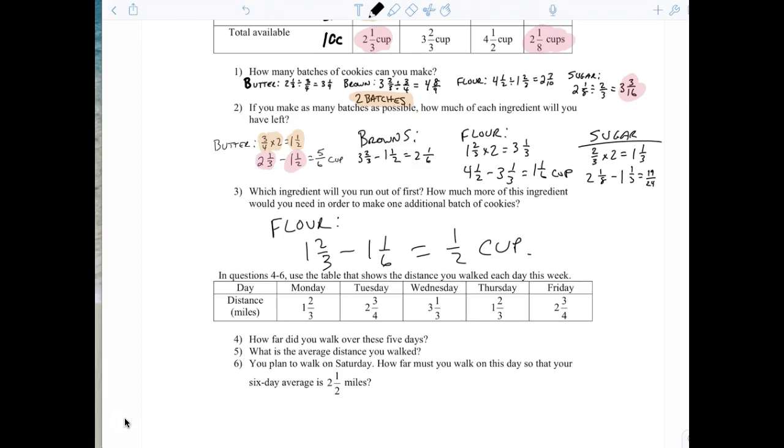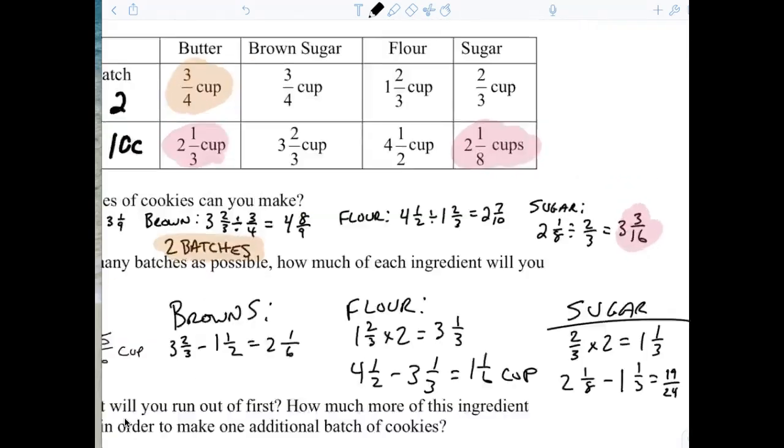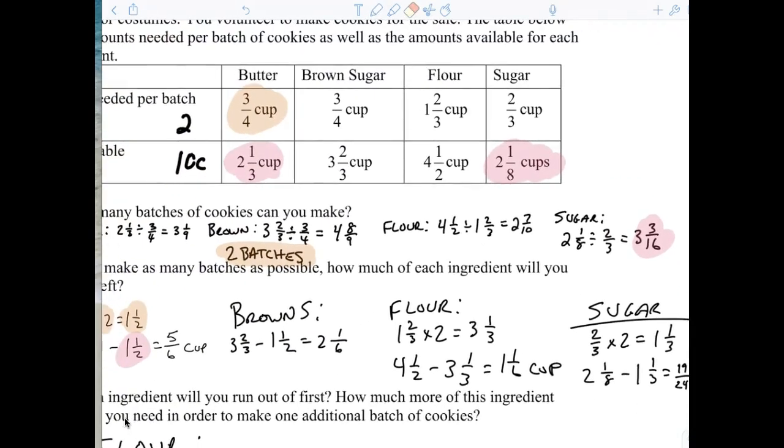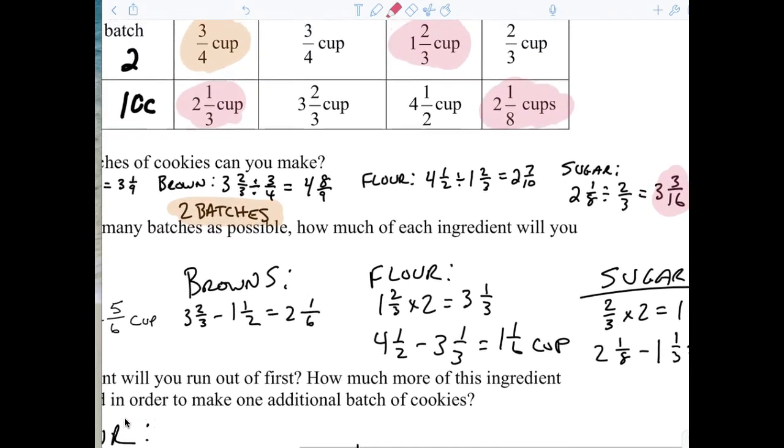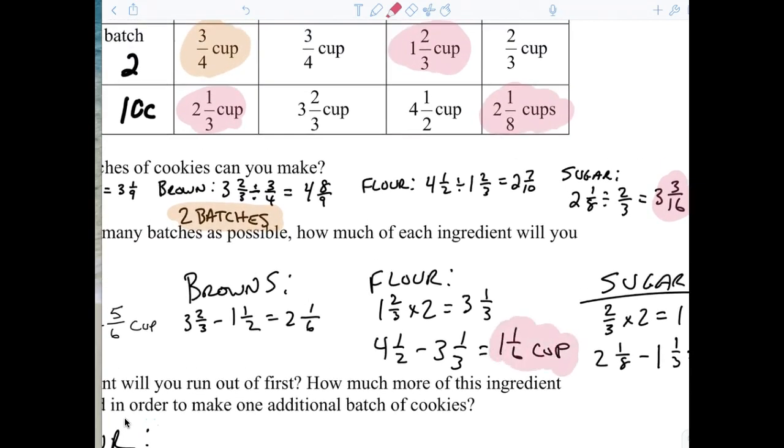How did you get the 1 2/3 and 1 1/6? Okay, so for every batch, I need 1 2/3 cups of flour. I right now have only 1 1/6 cups left. Subtract, because that's how much more I need to get to the next batch. You got that now, right? Yes. Okay. All right, I'm pretty happy with that.